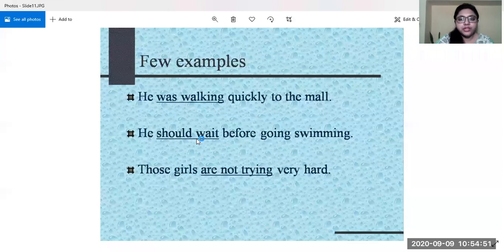So apart from the be verbs, a verb phrase can have modals also. For example, he should wait. What should he do? He should wait. Then, those girls are not trying very hard. Here, "are not trying" is what? It is again a verb phrase because it is denoting some action.